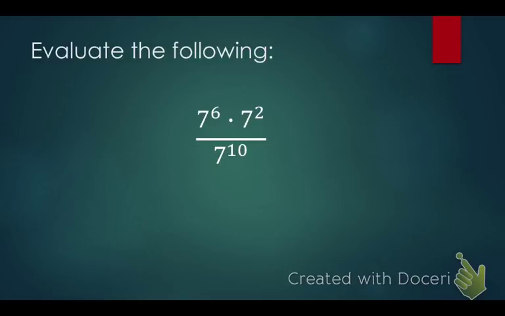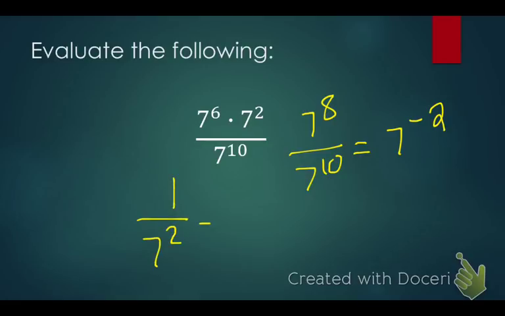Okay, this one might become a little bit more tricky because, and you should be back from trying this on your own, we have 7 to the 8 over 7 to the 10, which means that 8 minus 10 is negative 2, so we have 7 to the negative 2, which means I need to simplify that to 1 over 7 squared, which is 1 over 49.